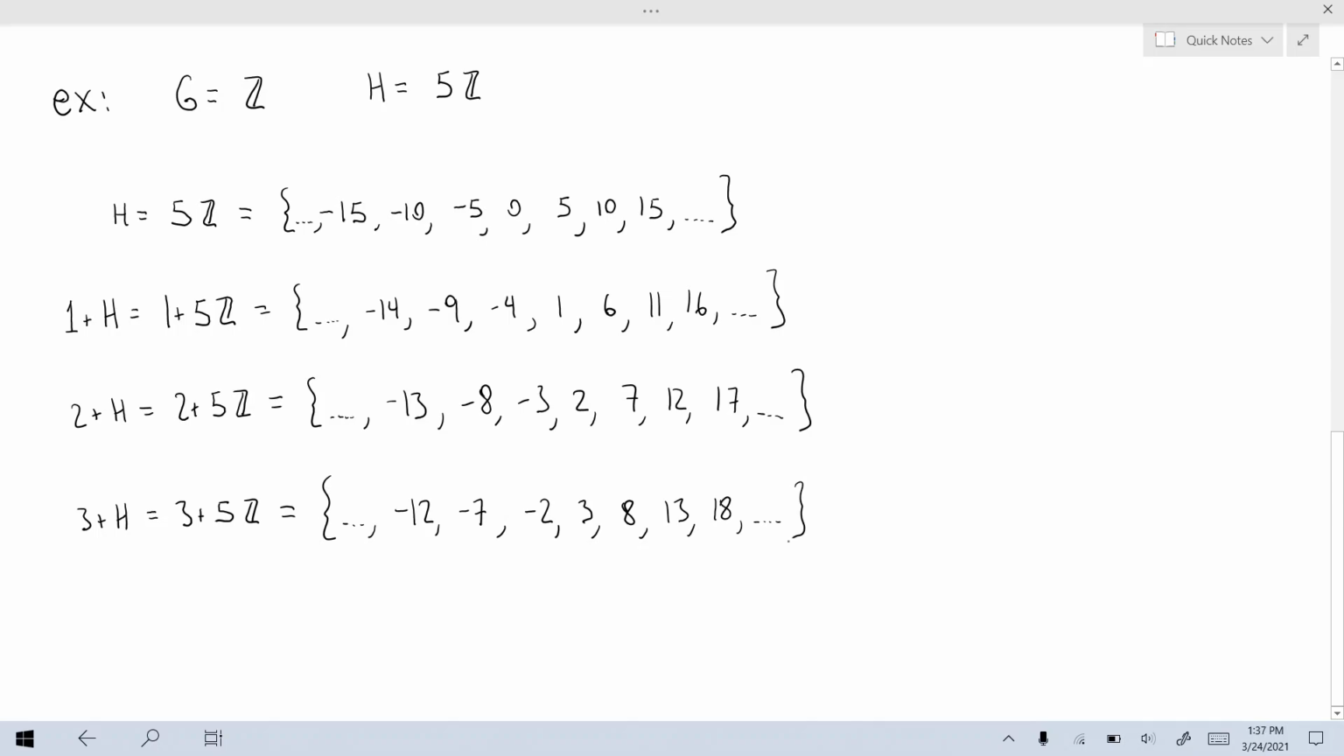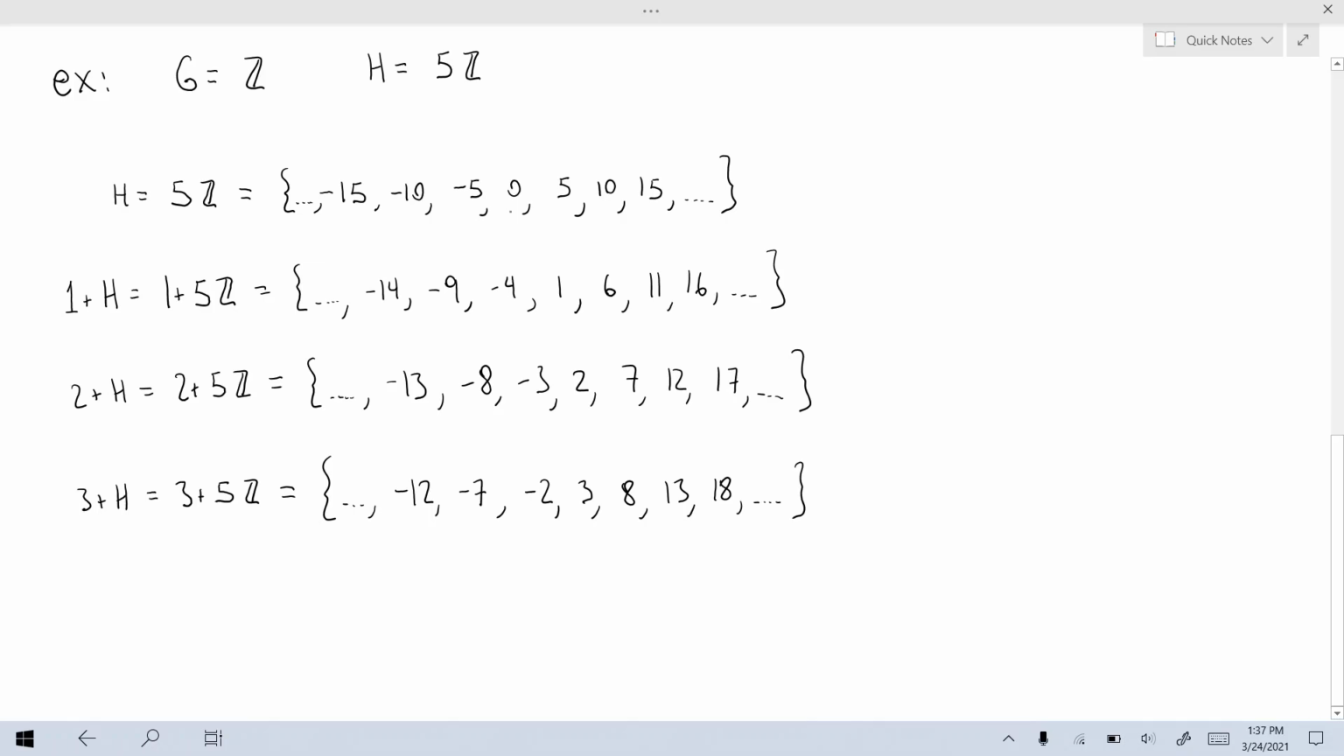Alright, now do we have all of the elements yet? The answer is no, okay? So notice that I'm still missing the integer 4 right now, okay? So let's use 4 to get another coset. Okay. So I'm just going to add 4 to every element of H.